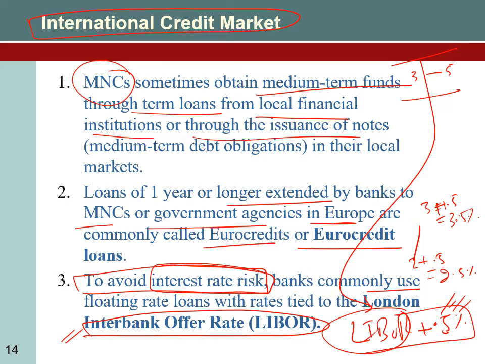So if you are issuing to a company, a company has different kind of risk as well. So the bank can add different kind of risk. So the international credit markets, the short-term interest rate or the medium interest rate, they are linked with the LIBOR, right?